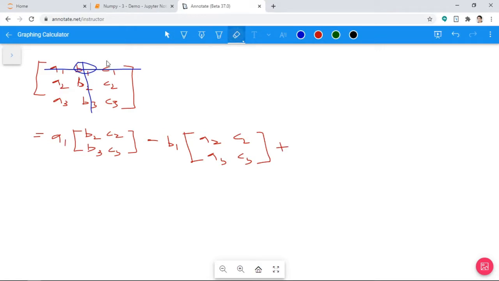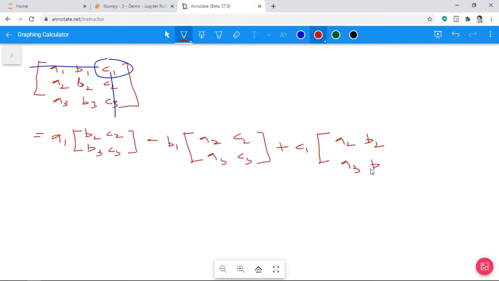Again, imagine you have a reference of C1. So this one is C1. You multiply this one by A2, B2, A3, and B3. Okay, that's how you will find the determinant for a 3 by 3 matrix.